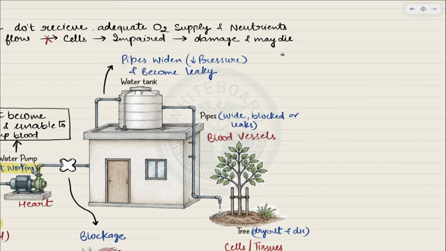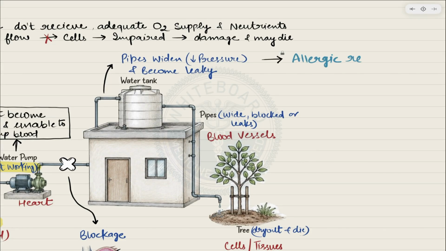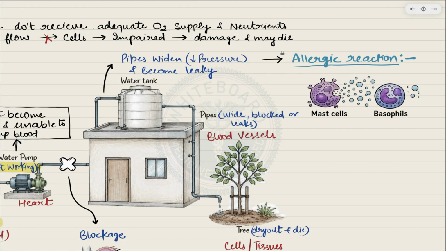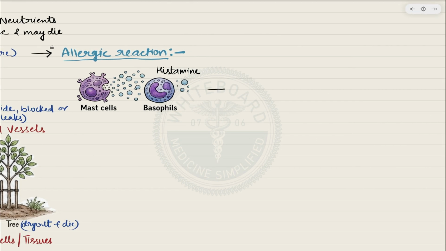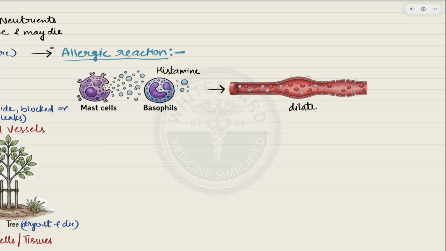Similarly, in the human body, during a severe allergic reaction, certain substances, particularly histamine, are released in large amounts from mast cells and basophils. Histamine causes the blood vessels to dilate, making them much wider than normal. At the same time, the walls of the blood vessels become more permeable, allowing fluid to leak out of the circulation and accumulate in the surrounding tissues. This phenomenon is often referred to as a third space fluid shift.